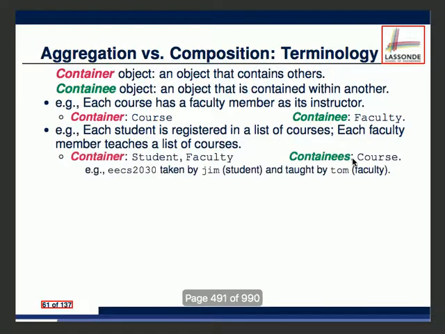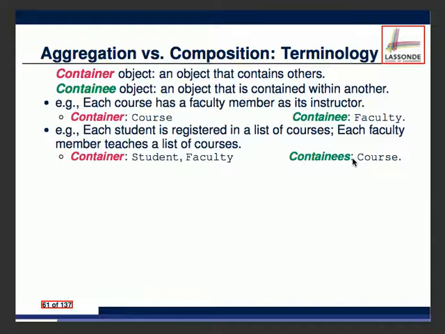This is very common, which means the containee, in this case the course, might be shared by more than one container. For example, 2030 is one of the courses I teach. It's also one of the courses you take this semester, right? So we get this kind of relation very often.